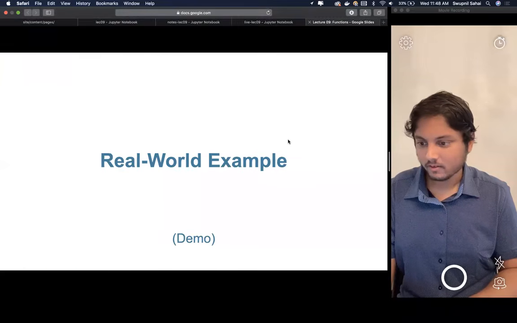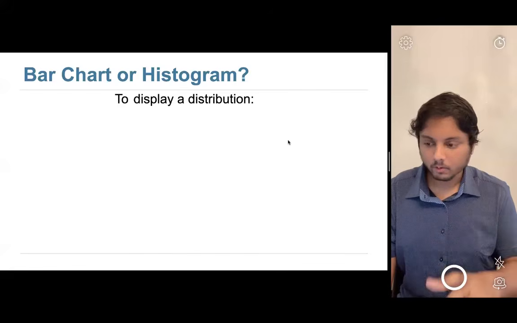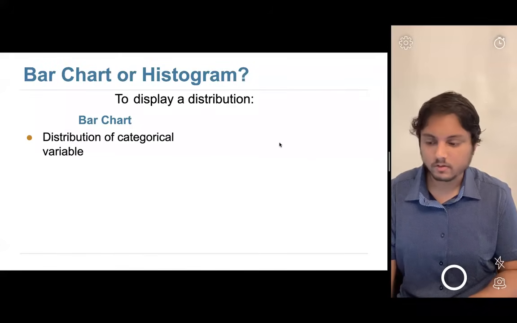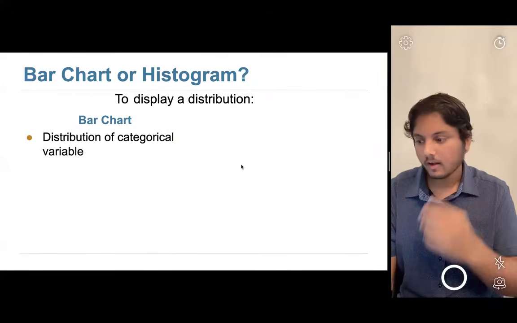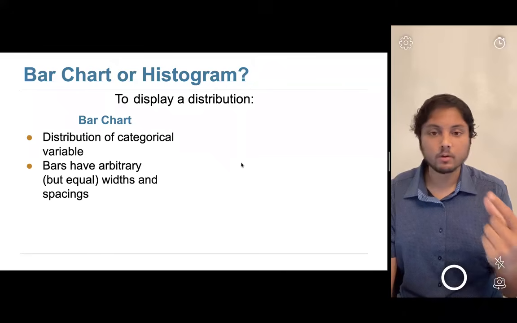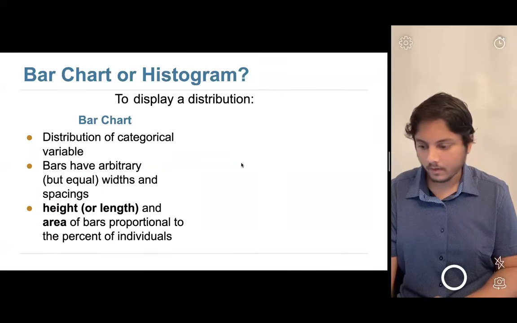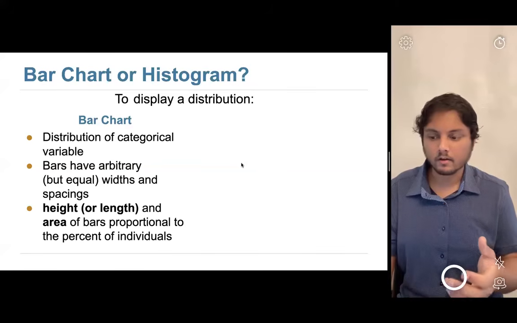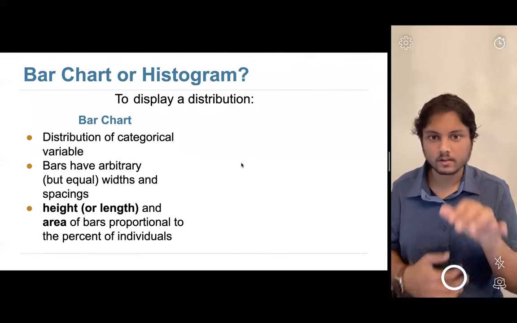All right, so I think now that we've gone over that real world example, it's probably good to summarize the main differences between the two types of histogram or distributions that we've seen. So again, we have bar charts, which are the ones where the bars are coming out from the side. That's typically going to be a distribution of a categorical variable. In that case, the bars are going to have equal widths. It's kind of arbitrary how it's made, but they are equal widths, and they're spaced equally. And then the length of the bar and the area both correspond to basically the percent of individuals that's contained in each category.